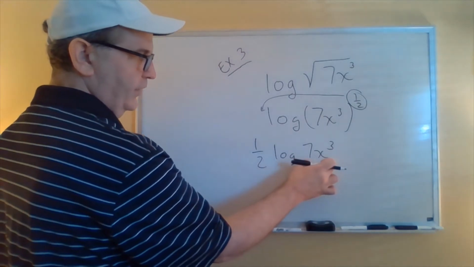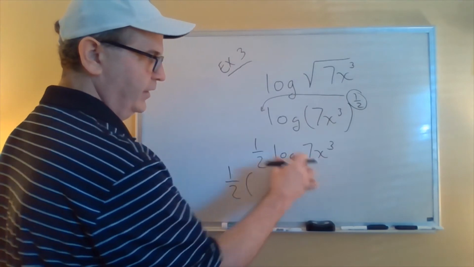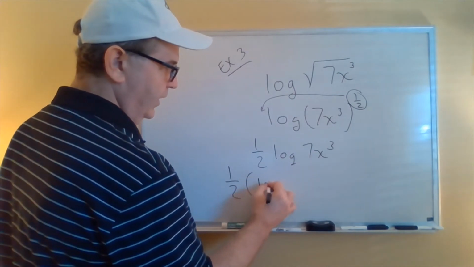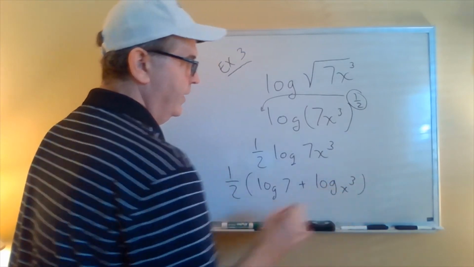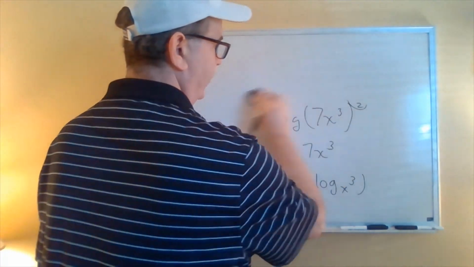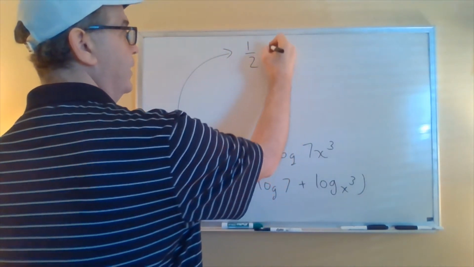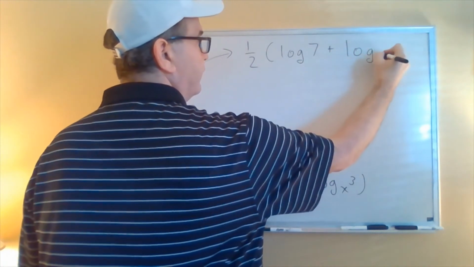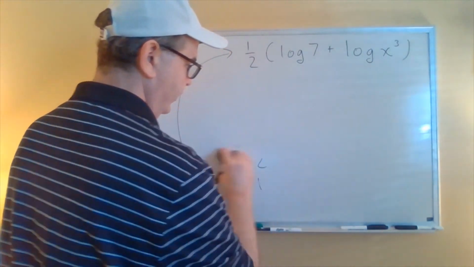So now we can break this up inside here. So I'm going to have 1/2 times, now I have a multiplication here, so if you remember that product property, that means that we can add whatever we're multiplying in here. So we can end up with log of 7 plus the log of x cubed. And I've run out of space here, so I'm going to erase the top and move this up top. We have 1/2 of log 7 plus log of x cubed. Okay, so that's everything from the bottom brought up top, and we will keep going.